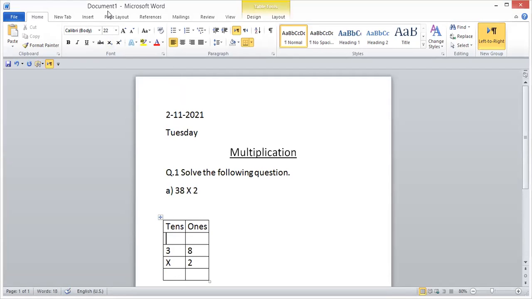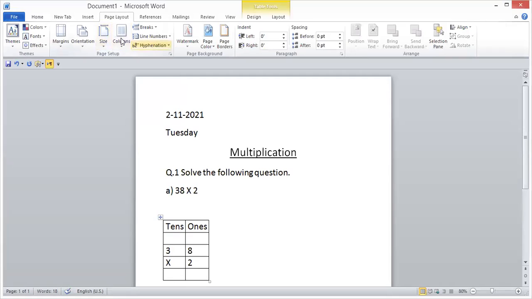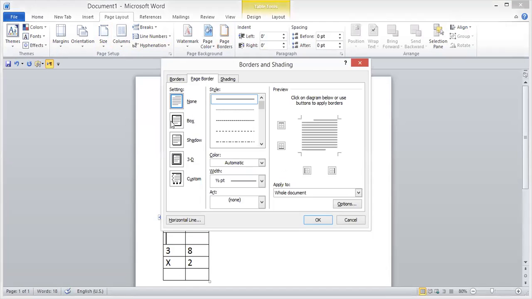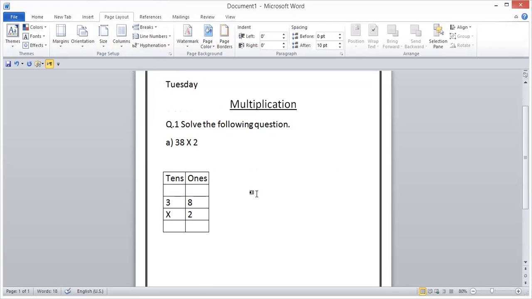So this is the question, guys. In this way, you have to do it, right? Write multiplication. Solve the following question. 38 multiplied by 2. So 38 multiplied by 2. This 2 multiplied by 8. 2 multiplied by 8 equals to what, guys? Yes, sir. 16. Very good. It is 16.